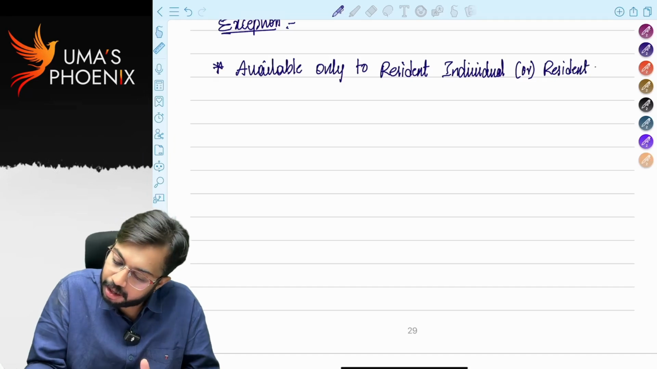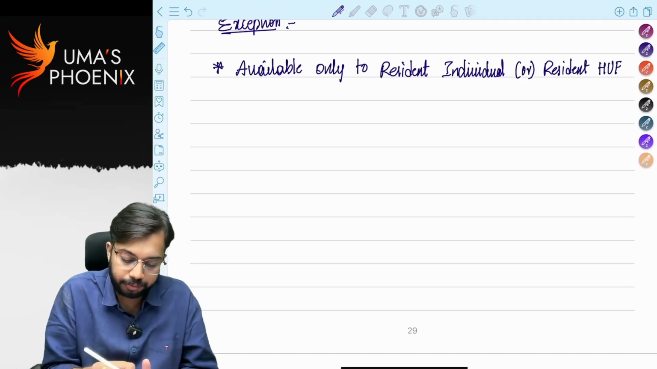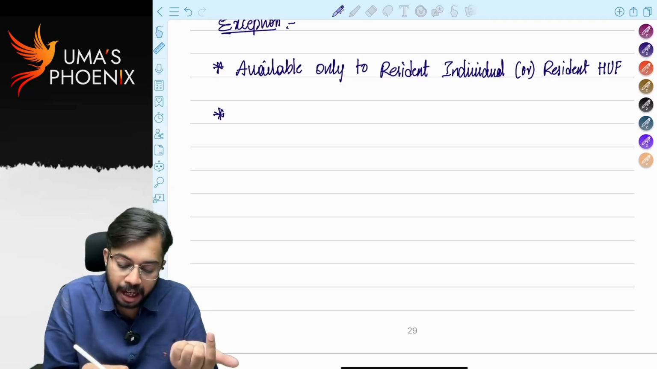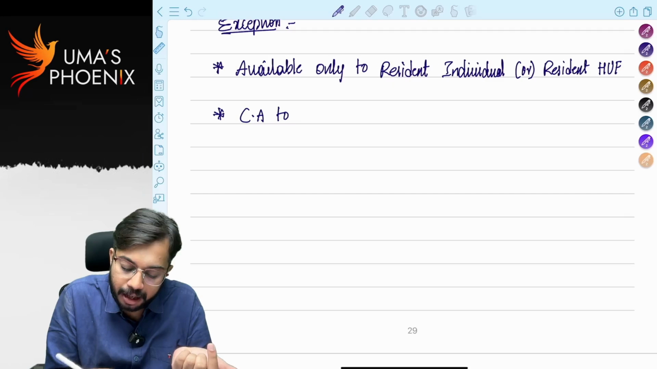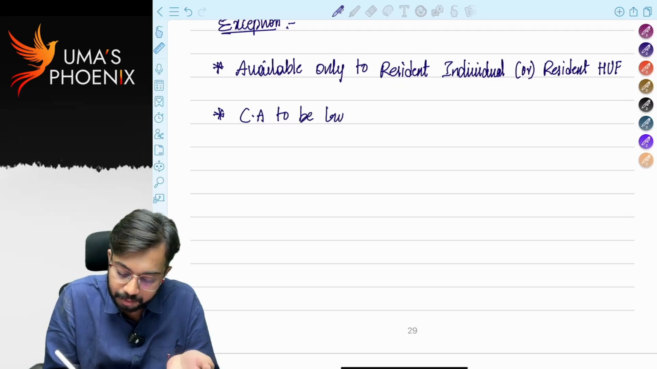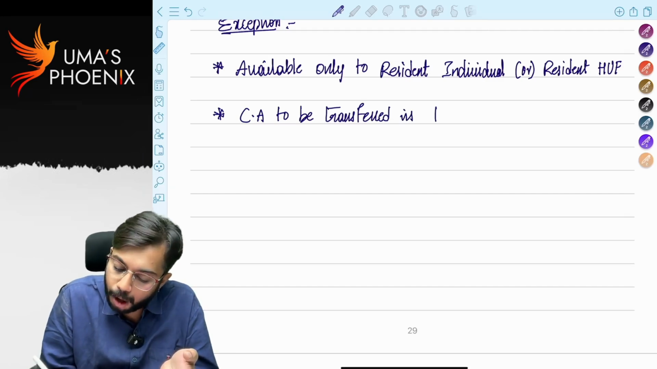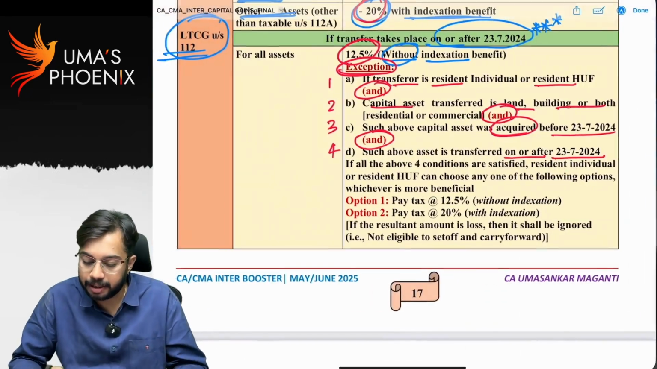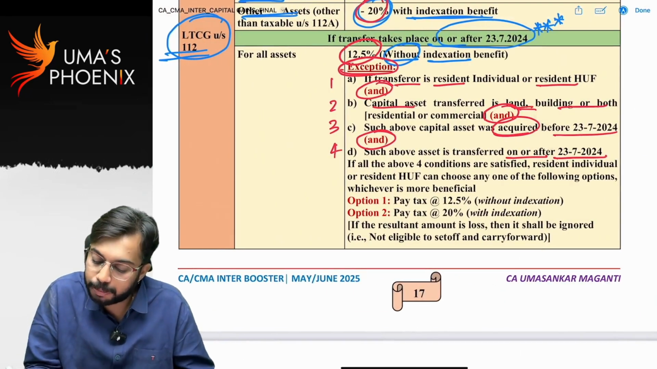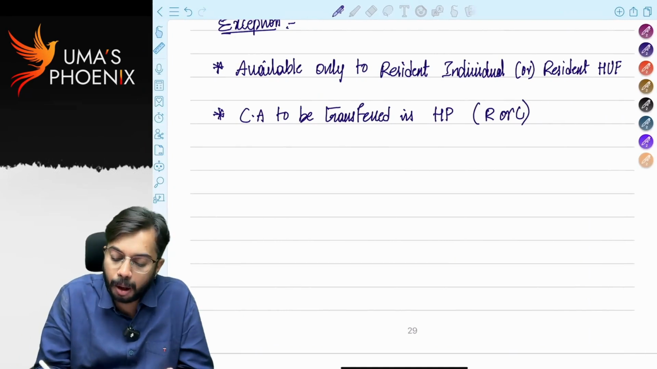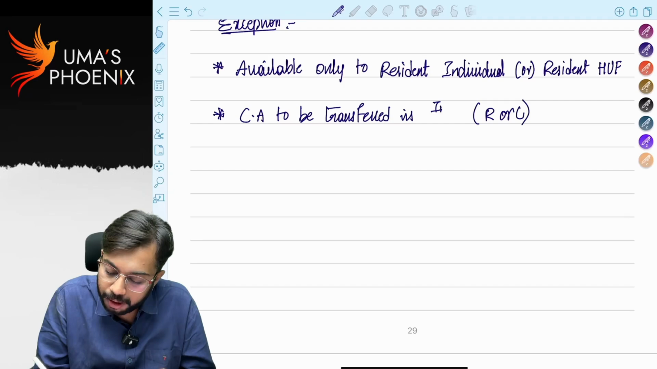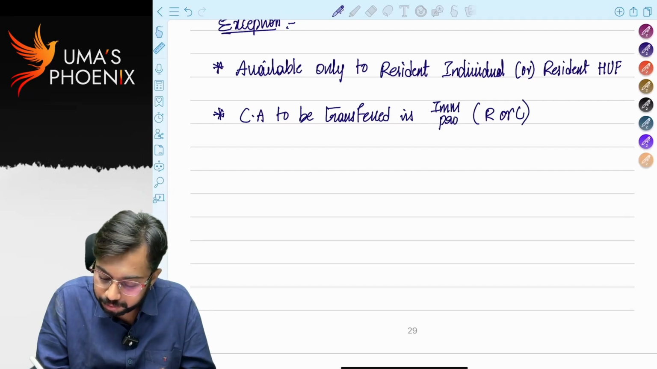Resident individual or resident HUF. And what is the capital asset that is required to be transferred? Capital asset to be transferred is house property. That house property can be either residential or commercial. Capital asset required to be transferred is house property or immovable property. Write down like this: capital asset required to be transferred is immovable property.